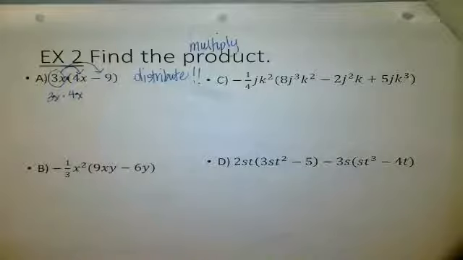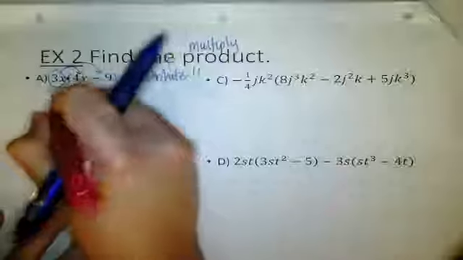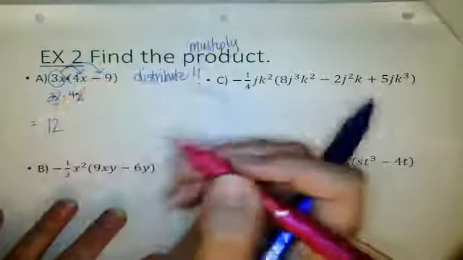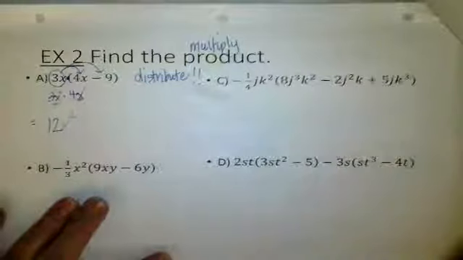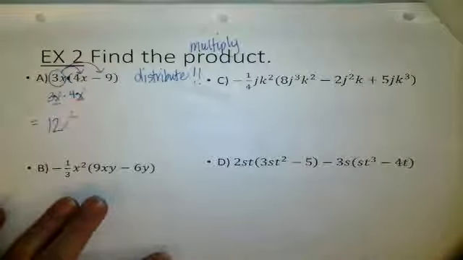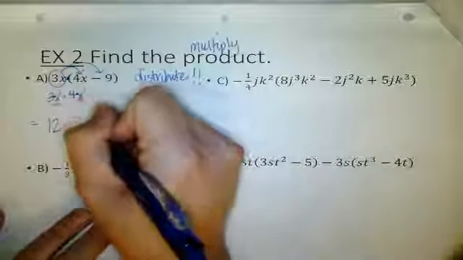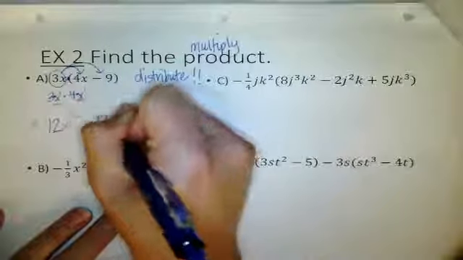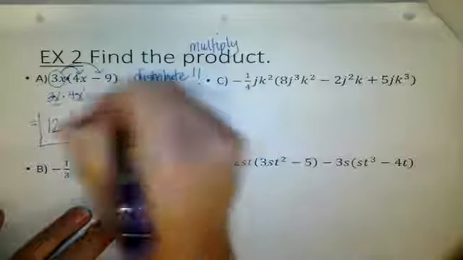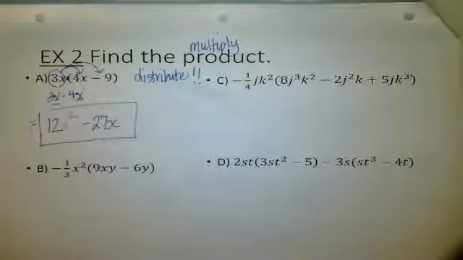What is 3 times 4? 12. And then x to the first times x to the first is x squared. X to the second. Same base, add your exponents. All right? Then, what's 3x times negative 9? Negative 27x. That's it. You know how to do this. All right, letter B.